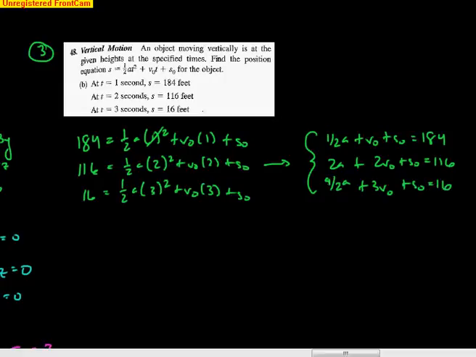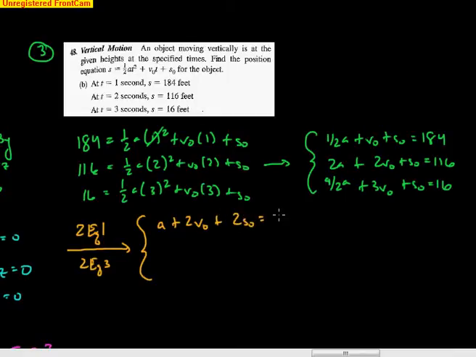And the first thing I will do to make my life easy is I will get rid of the fractions by taking the top and bottom equations and multiplying them by 2. My middle equation will stay the same. So we have a plus 2v sub 0 plus 2s sub 0 equals 368. Let me make sure I don't make a mistake. The second equation stays the same.